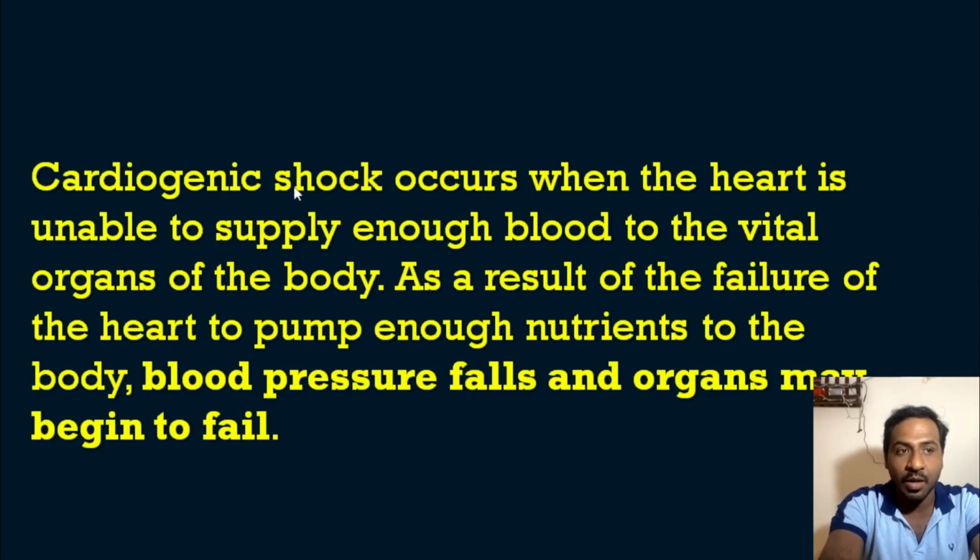The other one was cardiogenic shock. What is cardiogenic shock? Cardiogenic shock occurs when the heart is unable to supply enough blood to the vital organs of the body. As I said, there will be failure of the heart to pump enough nutrients to the body, there will be a fall in the blood pressure, and the organs may also start to fail. So here the heart is unable to supply enough blood to the vital organs. That is the main cause.